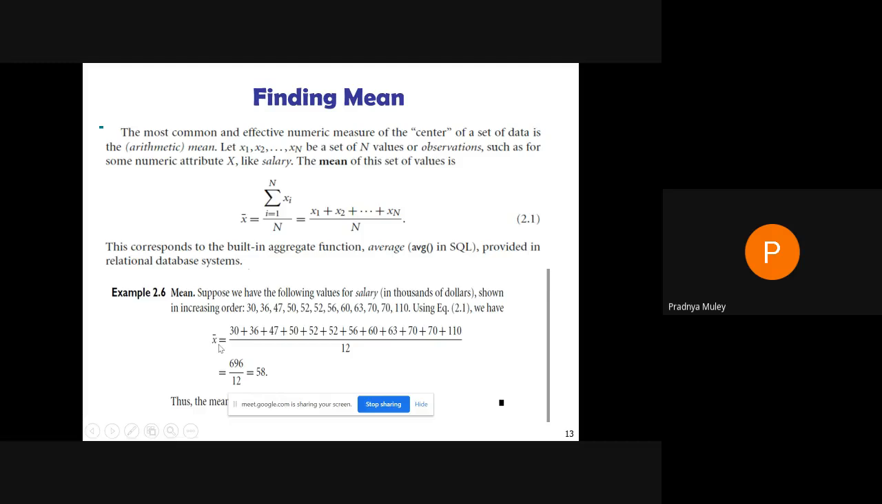So how to calculate the mean of this data: x bar is equal to add all these salaries and divide it by 12, because there are 12 values: 1, 2, 3, 4, 5, 6, 7, 8, 9, 10, 11 and 12. So these are 12 data points. So here we get 58,000. So $58,000 is the mean of this data set.